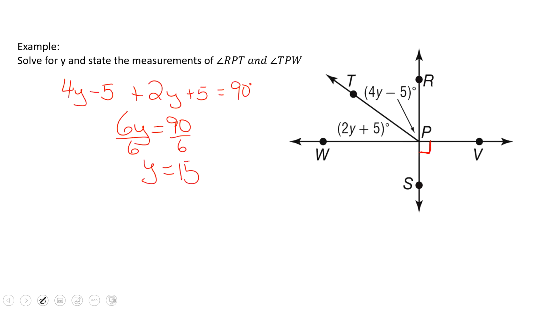We've solved for y. Now I'm just plugging y back in. 2 times 15 plus 5 is 35 for this angle. 4 times 15 minus 5 is 55 for that angle. Does that make sense? Everybody see that? Okay.